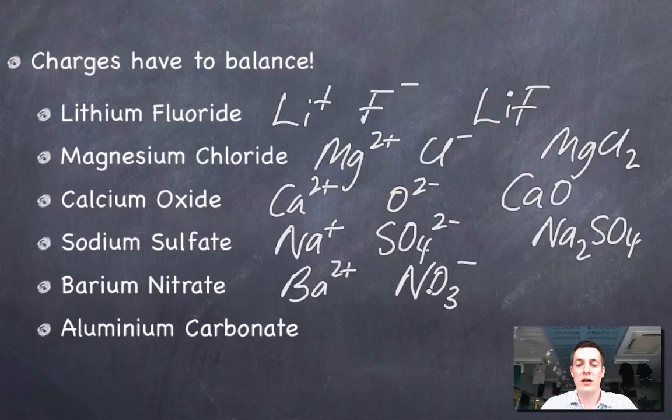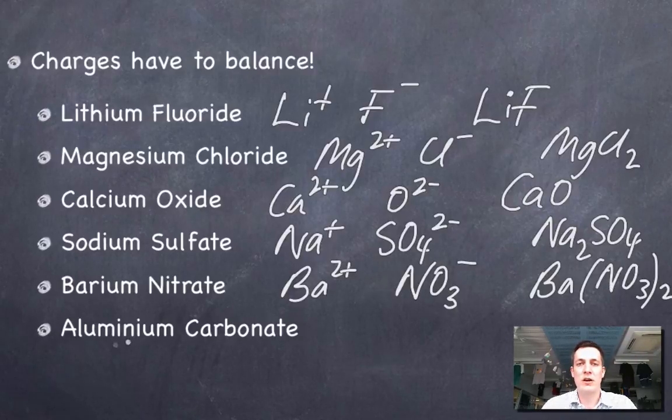So the nitrate ion has 1 nitrogen, 3 oxygens, and a single minus charge. That means I need 2 of them to go with a barium ion. But because there's a number of atoms here, if I just put a 2 straight after it, it would turn into NO32. So I have to put that ion into brackets to show that there's 2 of that whole ion: Ba(NO3)2.